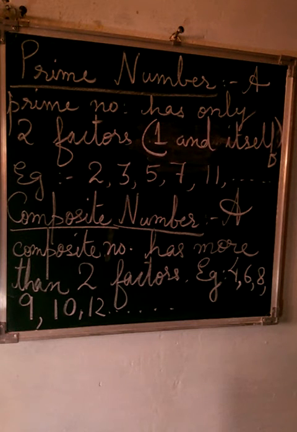Here you can see a prime number has only two factors, that is 1 and itself. For example, 2, 3, 5, 7, 11 and so on. A composite number has more than two factors, for example 4, 6, 8, 9, 10 and 12. 9 is a composite number. Why? Because 9 is also divisible by 3, so it has more than two factors.